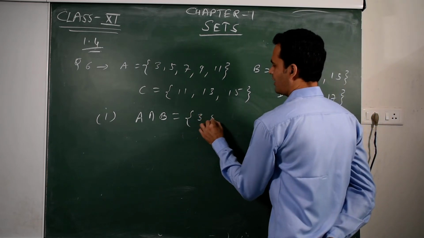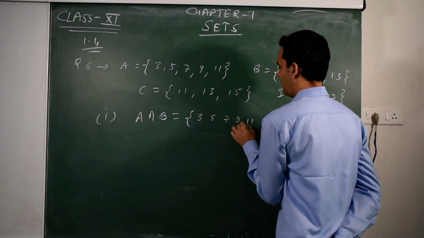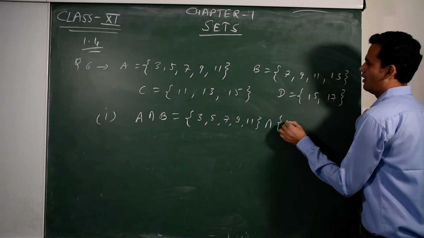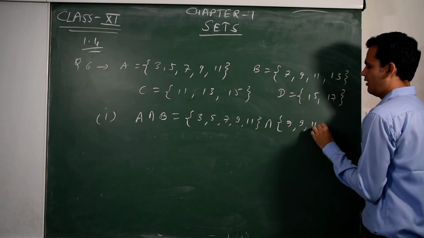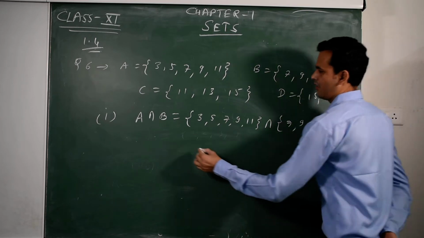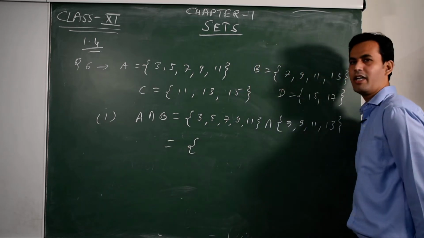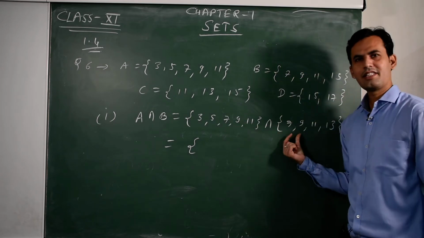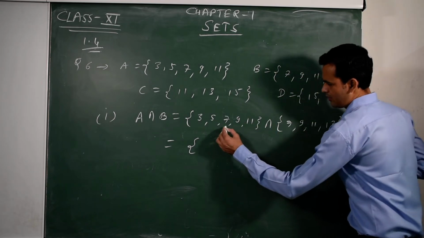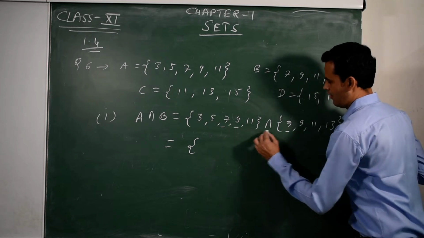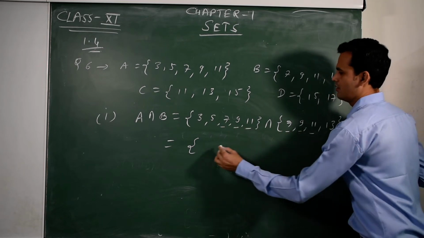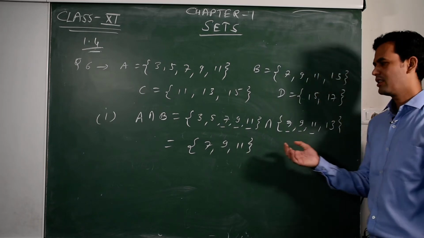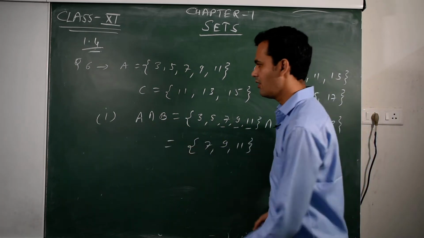So A set is 3, 5, 7, 9, 11. Intersection B is 7, 9, 11, 13. So in intersection we write only common elements. So in these 2 sets, which are the common elements? Common elements are 7, 9 and 11. So 7, 9, 11 is the set A intersection B.